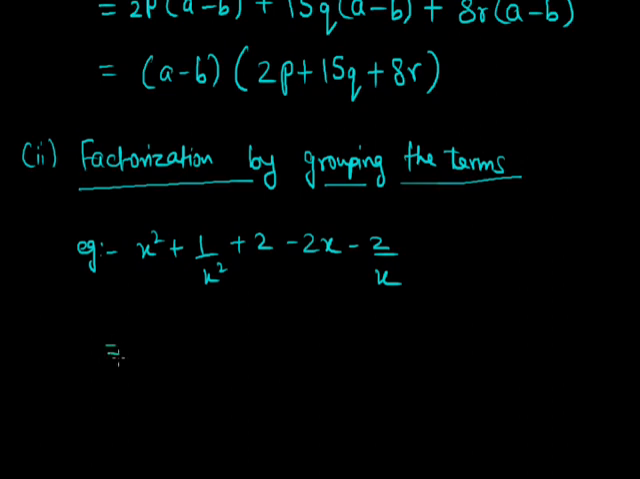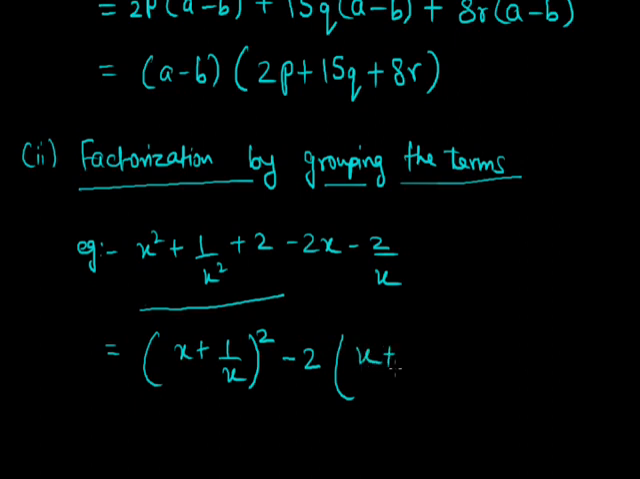It means if you want to do the factorization, definitely we need to combine some of the terms, like x square plus 1 by x square plus 2. If we combine this term, it will become x plus 1 by x whole square, because these first three terms are actually in the form of a plus b whole square. So that's why we have written x plus 1 by x whole square. Now in the remaining two terms, if we take minus 2 common, it will become x plus 1 by x. So x plus 1 by x is the remaining part.